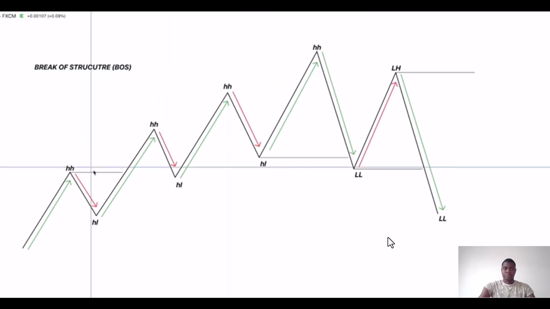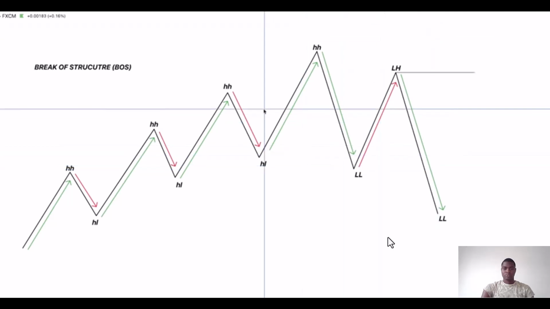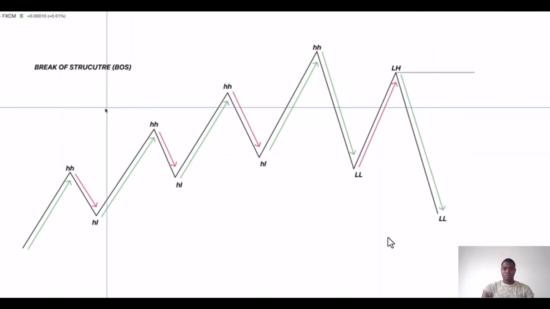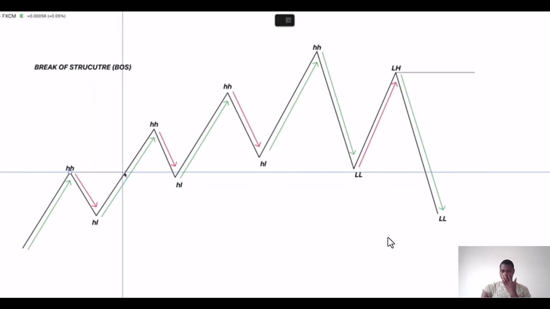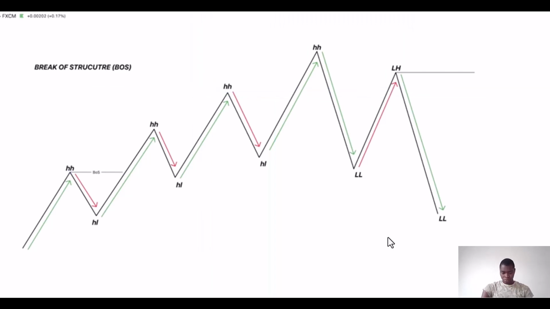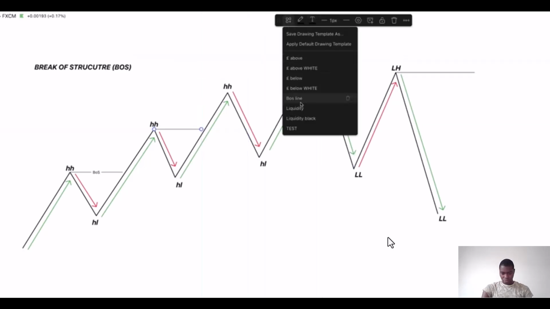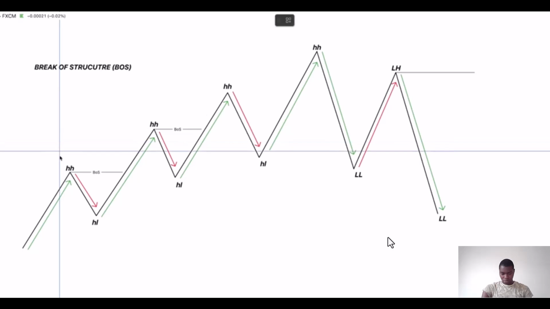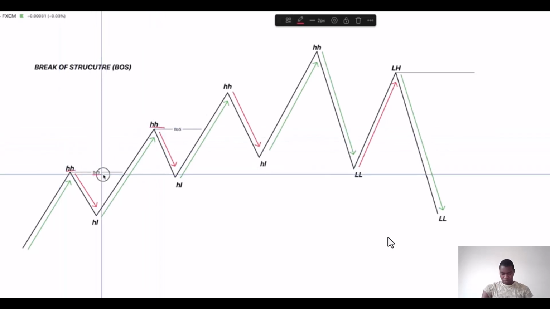Now a break of structure is simply a tool, pretty much a markup that we use to determine where the trend has broken. So a break of structure is pretty much every time a new high or low is broken, we envision that as a BOS, or a break of structure. It's simply because the structure has now broken in one direction or the other, okay? So we have the high printed here. When the market comes up and prints a new high, that creates a break of structure.